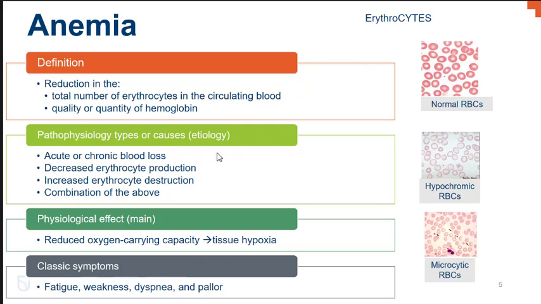Now, what causes anemia? Etiology means cause. Well, if somebody has acute or chronic blood loss, so this could be, for example, a female who has a very heavy menstrual cycle and loses a lot of blood every month. She can become anemic because of blood loss. Or you could have somebody who has an ulcer that bleeds, and if it bleeds somewhat frequently over a long period of time, it can lead to chronic blood loss and therefore lead to anemia. In these cases, the total number of erythrocytes in the circulating blood has reduced.